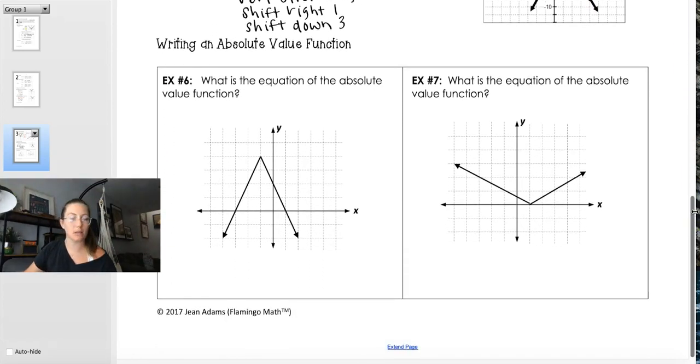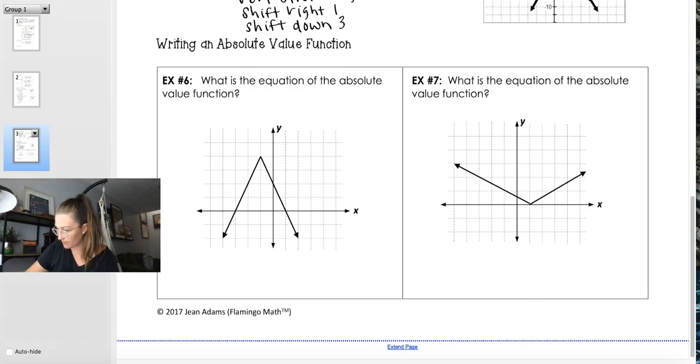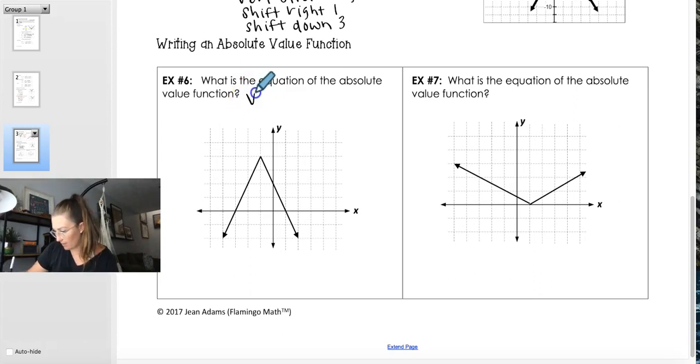All right, something a little bit different to think about here. This one, it gives us the graph, and we have to figure out, well, what's the equation to this graph? Okay, so first things first, find your vertex. So let's go ahead and find our vertex. So our vertex is at -1, +4.